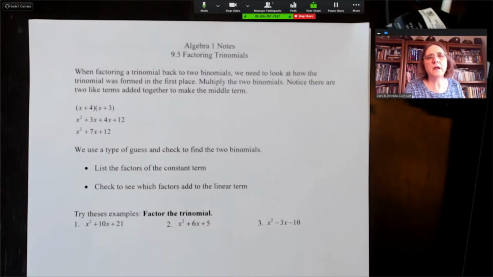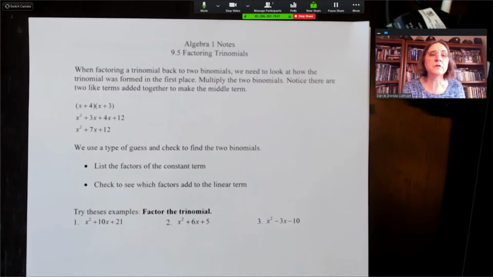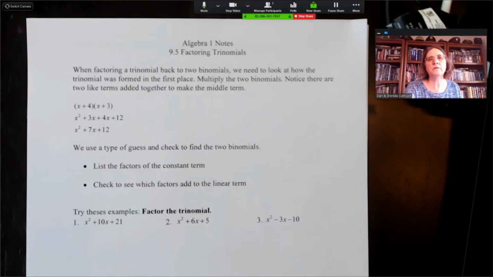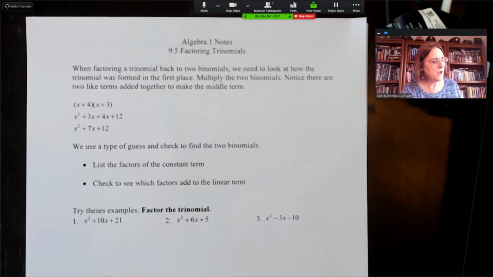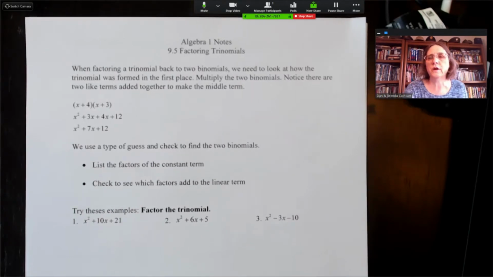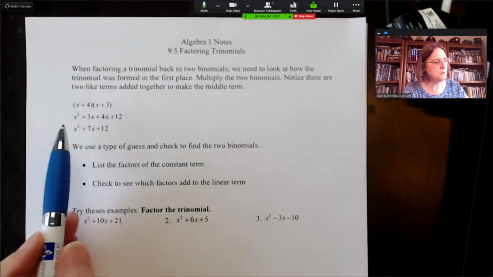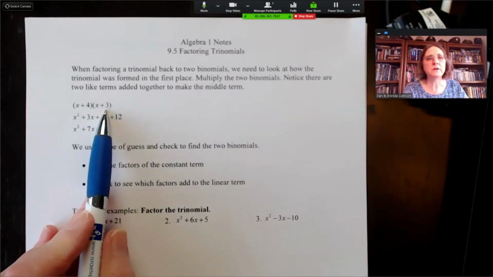This is Algebra 1 class. Today we're going to look at factoring and solving trinomial equations. It's section 9.5 in your text. When factoring a trinomial back to two binomials, we need to look at how the trinomial was formed in the first place. So let's multiply the two binomials that I've written down here.